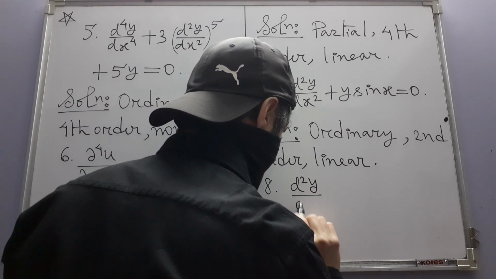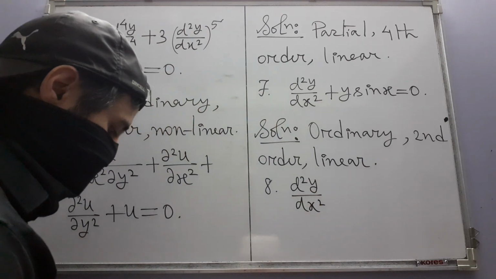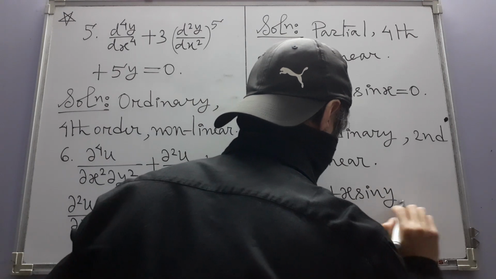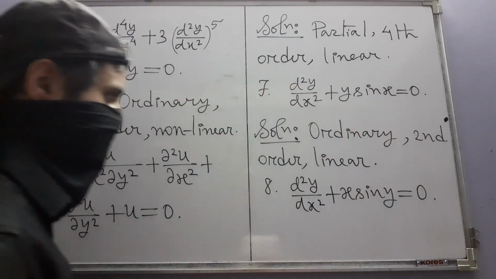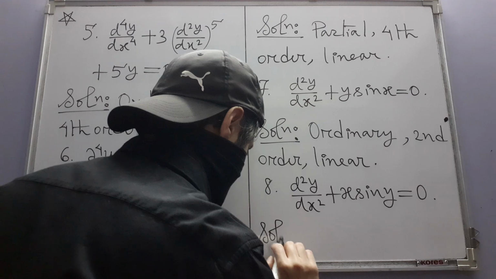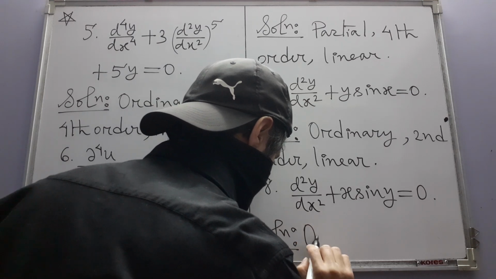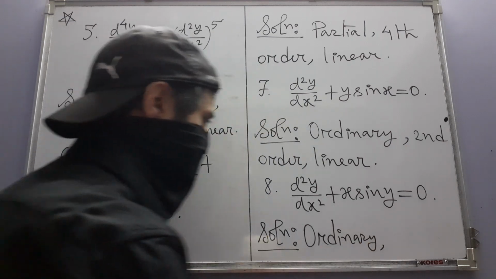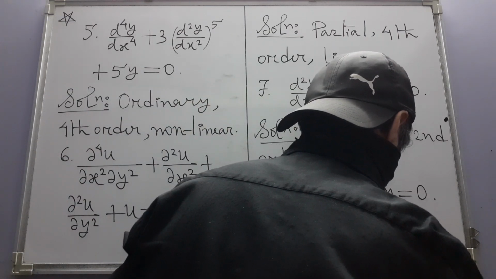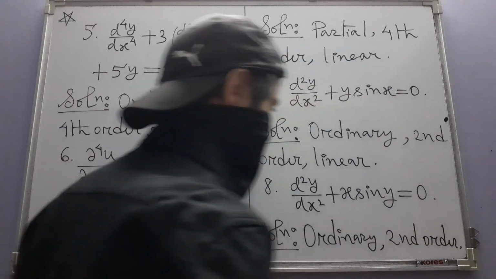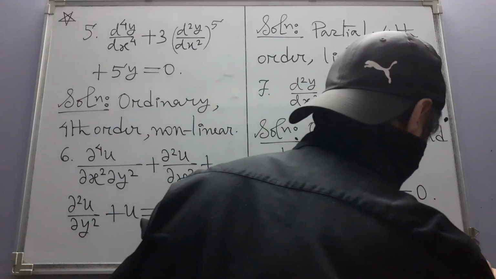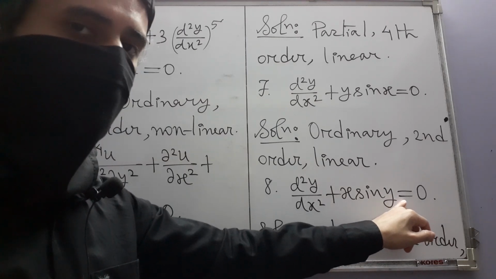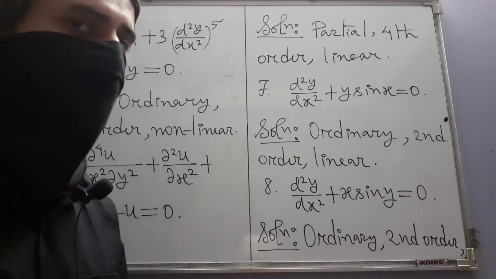But the very next one is slightly different than this one, but looks like this one. d squared y dx squared plus x sin y equal to 0. Ordinary, yes. Second order, yes. But this is not linear, because here we see the transcendental function sin y of the unknown function y. So it cannot be linear.